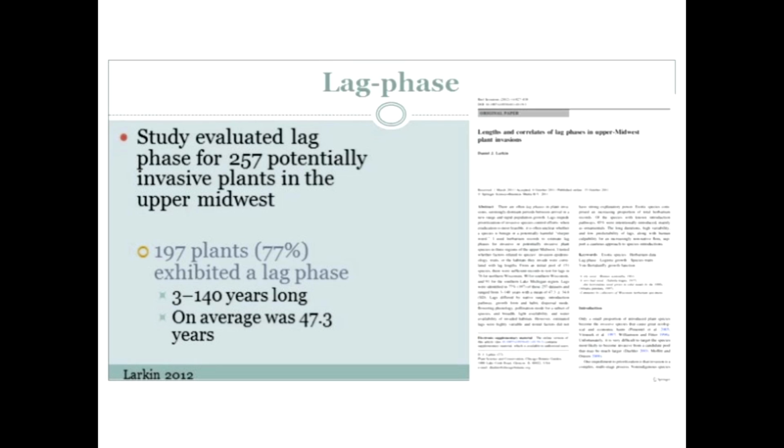So this is just a slide. I wanted to go right into the example. So again, this just talks a little bit about the lag phase. If you look at a study here of 257 potentially invasive plants in the Midwest, about 3/4 of them exhibited a lag phase, and the average was about 47 years. So it can take quite a while. But again, the key point is it's highly variable. And I think that's important to remember when looking at some of these invasives. So if we see something and it's not behaving invasive, it doesn't mean that it may not become invasive at some point in the future.